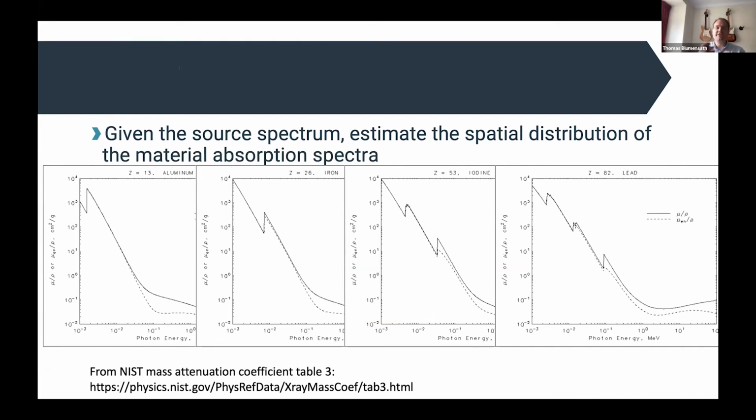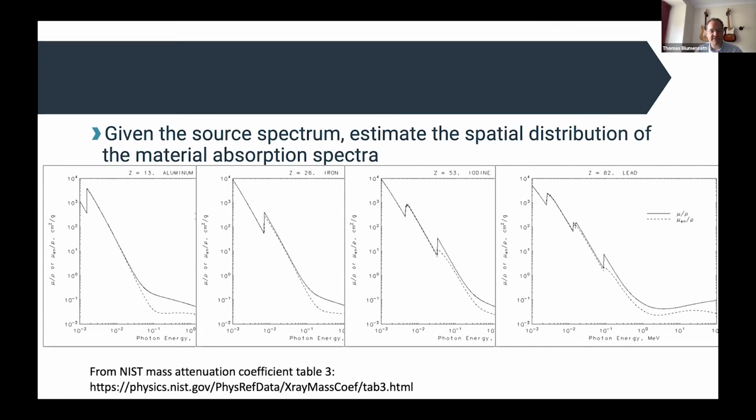At each point in this object, what's the absorption spectra? What we just looked at was the source spectra, the energy dependence of the X-rays from your source. Now you want to know this part in space: how does it absorb different energies? So that's the absorption spectra. And here are just four examples from the NIST database.